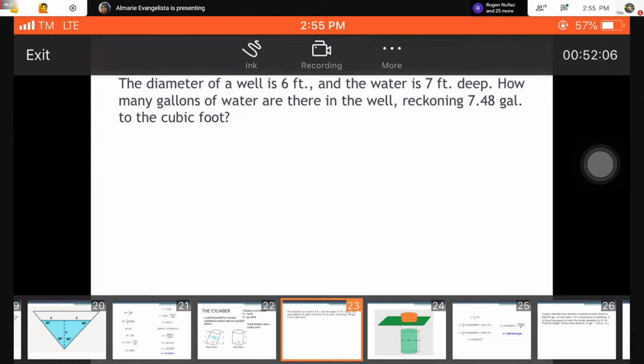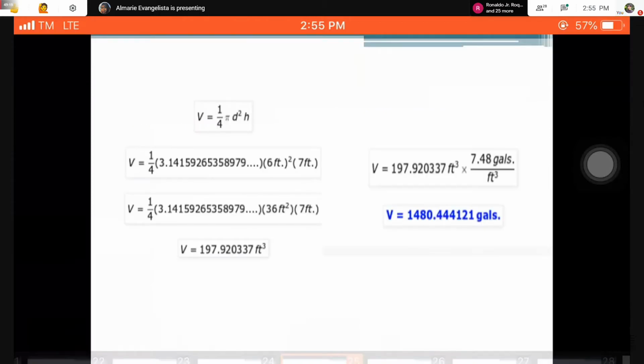Tama! Ganito ba yung sagot mo? Sige, wait lang. Nade-delay kasi. Ayan. Ang sagot mo is 1,480.44. Tama? Ayun. Thank you sa pagsagot.